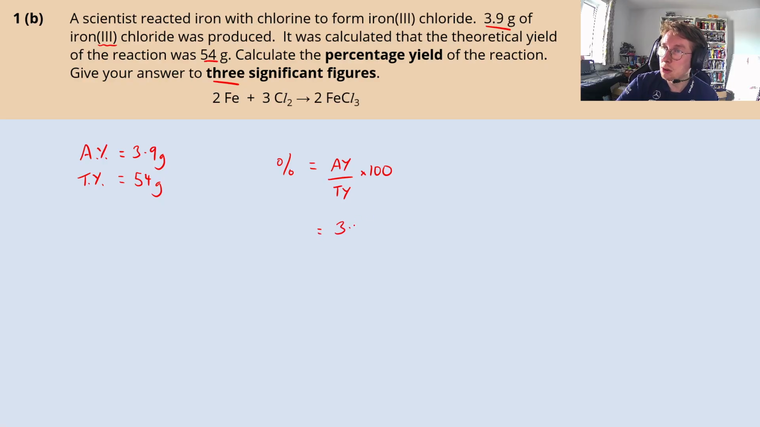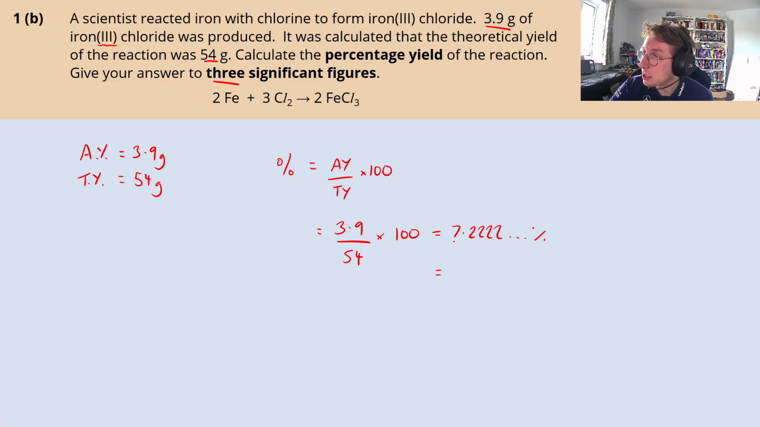Substituting the numbers in, we've got 3.9 divided by 54. We're multiplying that by 100. If you do the calculation, you put the numbers into a calculator, you'll get an answer of 7.222 and so forth, recurring. And again, we need to give our answer to 3 significant figures.